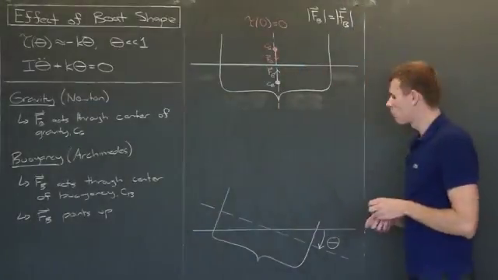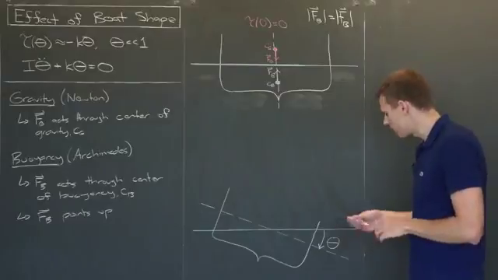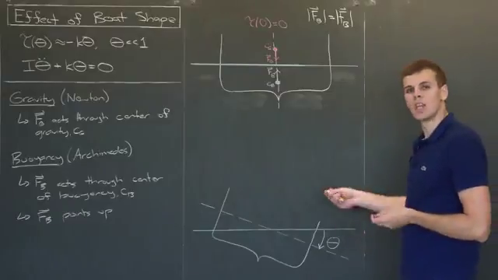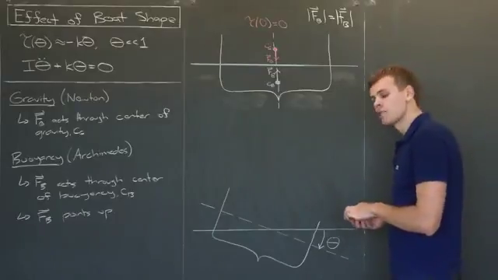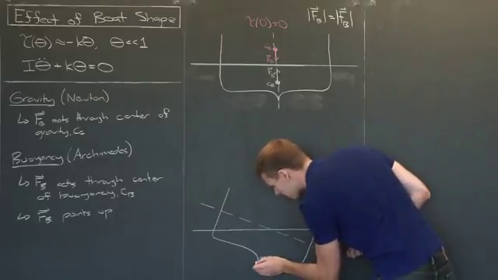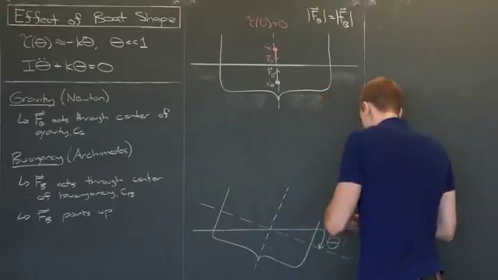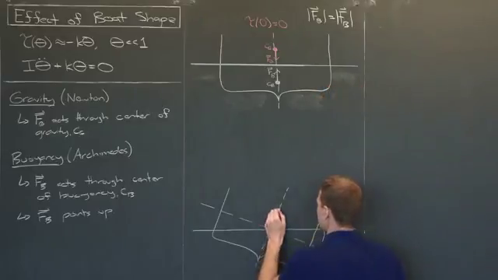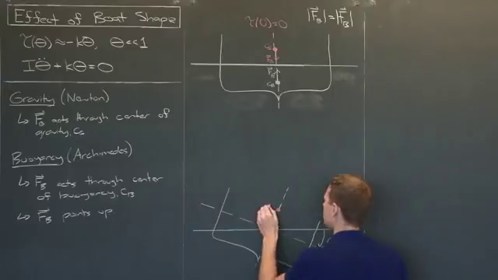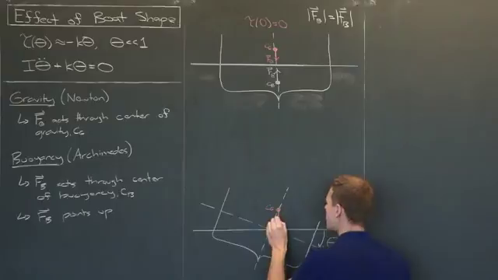Now, let's consider the more complicated situation when the boat has rotated to one side, to an angle of theta. The shape of the boat has not changed, and so the position of the center of gravity is the same as when the boat was flat. We also know that the force of gravity always points down.